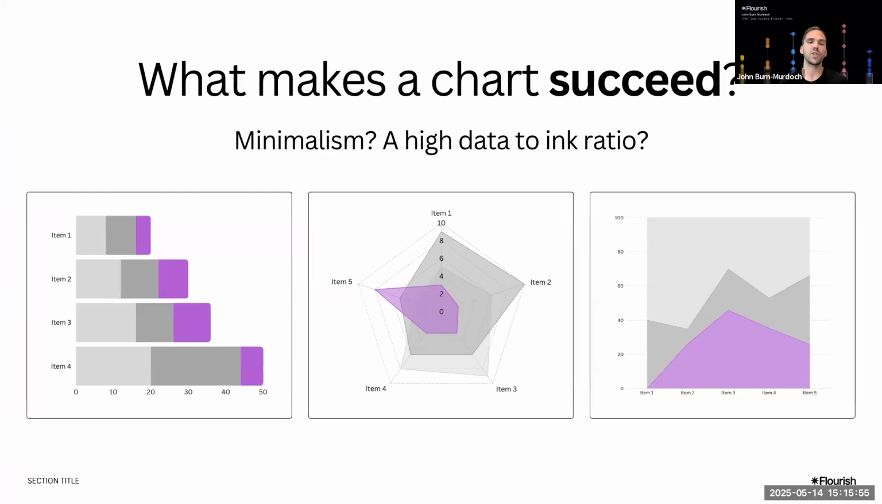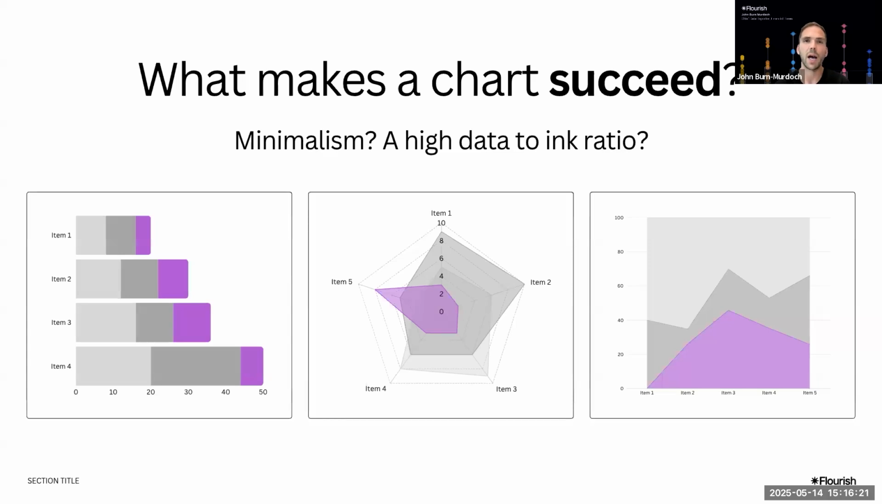Again, if you look at the literature out there, there are a lot of claims made about the perfect chart, what makes a chart better, what makes a chart worse. People talk about the need for charts to be really, really minimalist in their design. There's the famous data to ink ratio, this idea that there should be as much data as possible for as little ink as possible, which again, you'd end up with something incredibly minimalist, just stripping things back all the way.